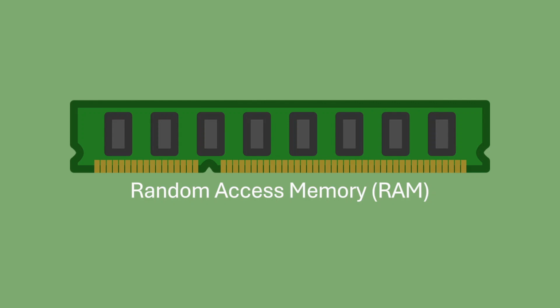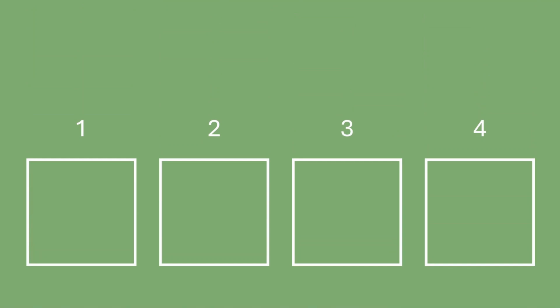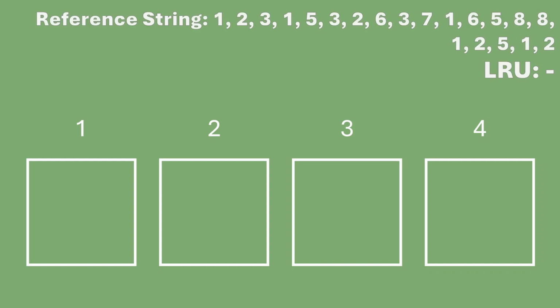Let's take a look at an example. Assume 4 frames within this simple memory system. Should a requested page not be present in the frame, a page fault will occur and the least recently used page will be swapped out for the requested frame. In the top right, we have the reference string, which is the order in which the user wants to access pages, and the LRU tracker that keeps track of the least recently used page.